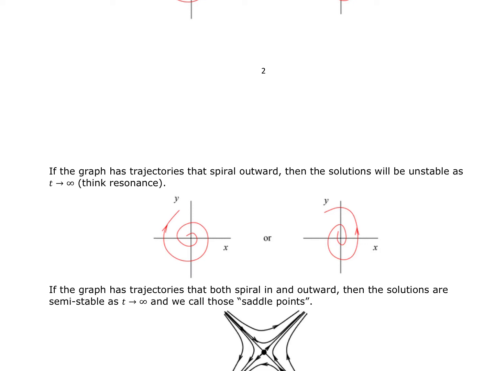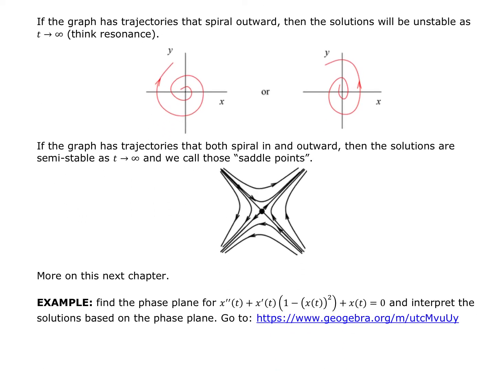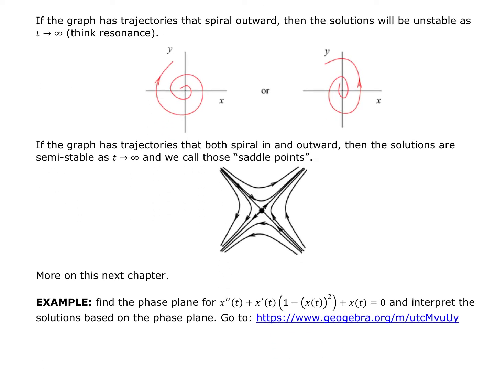If the graph has trajectories that spiral outward as t goes to infinity, then the solution will be unstable. Think of resonance. It doesn't matter if we're going clockwise or counterclockwise as we spiral outward. If the graph has trajectories that both spiral inward and outward, then the solutions are semi-stable, and these are called saddle points. We're going to explore this more in the next chapter.